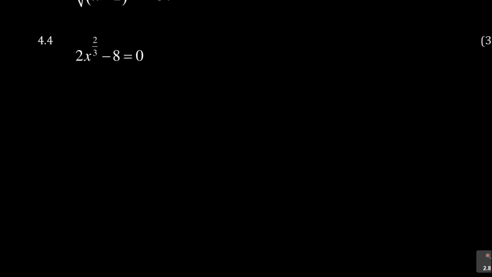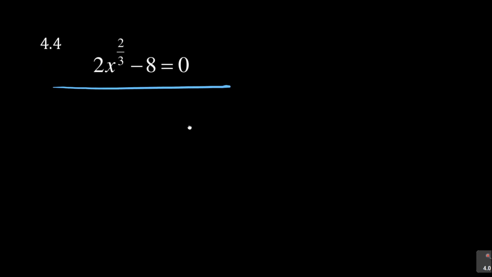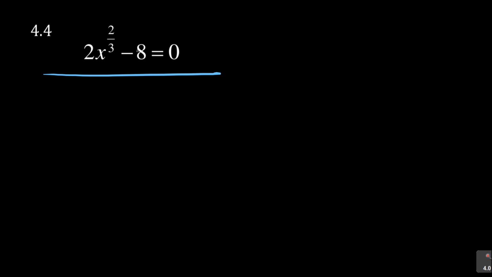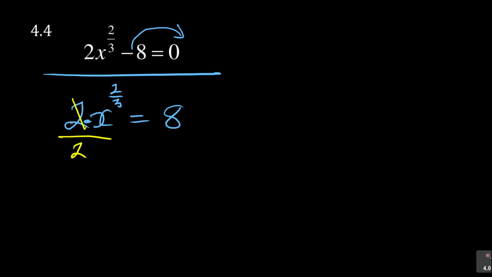Lastly, 4.4. How do you solve this? 3 marks. Not difficult. Take a negative 8 to the other side. You have got 2x to the power 2 over 3 is equal to 8. See that? Now it's 2 times. You don't want that 2, so divide by it because it's multiplying.